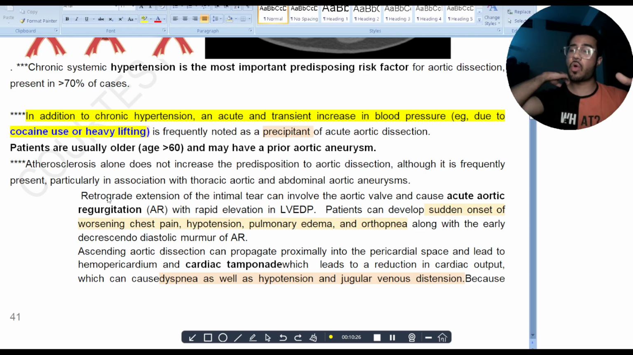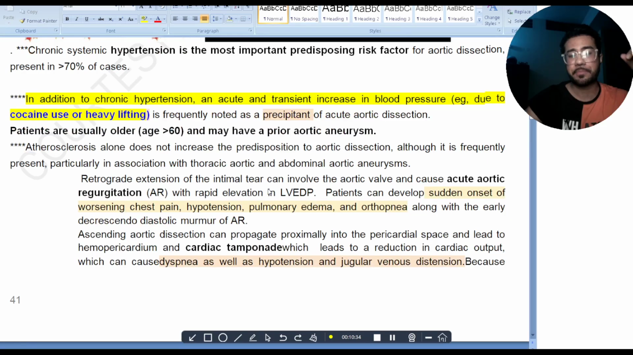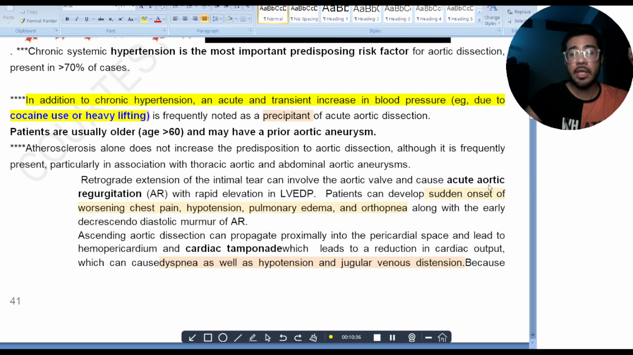So now they're going to explain all the complications that I already told you about. Retrograde extension of the intimal tear. Retrograde means that it's going to extend back. It can lead to acute aortic regurg with rapid elevation of left ventricular end diastolic pressure. Patients can develop sudden onset worsening chest pain, hypotension because there is acute regurg happening, pulmonary edema because the blood is going to back up into the pulmonary vasculature, orthopnea because the lungs are filled with fluid, and once you lie down you cannot breathe that well, along with early decrescendo diastolic murmur of the AR. So what are they going to give?